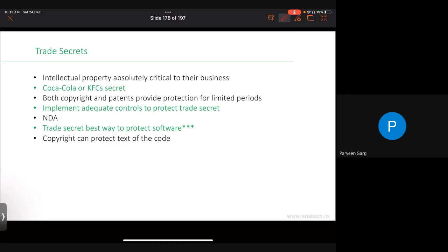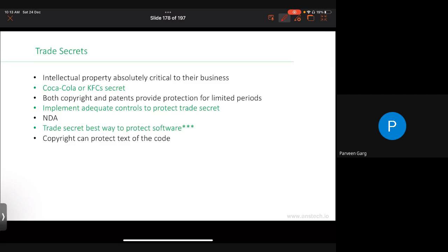Trade secret is a best way to protect software. This is debatable. This is given in Cybex. Most of the software is protected by copyright, if you see. Okay, but Cybex says trade secret is the best way because Microsoft uses it, okay? And that's why such debatable questions will never get asked, okay?